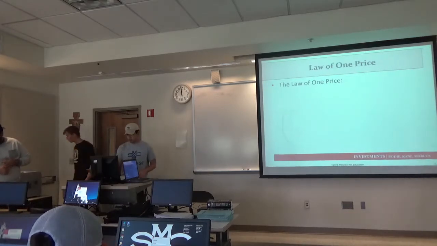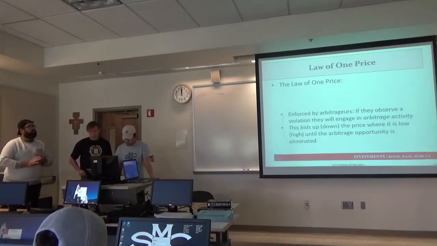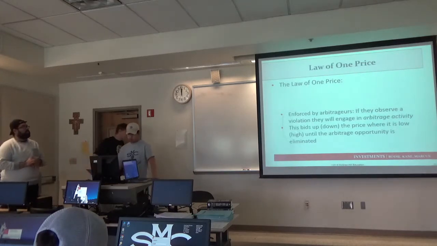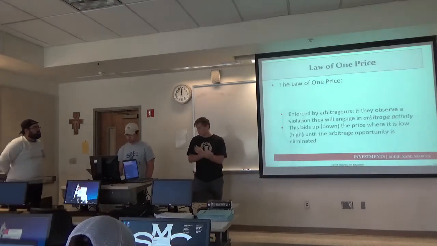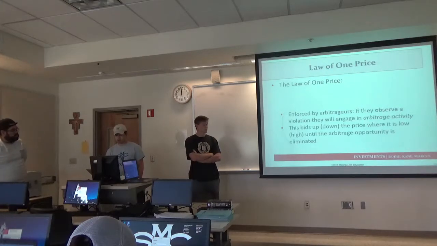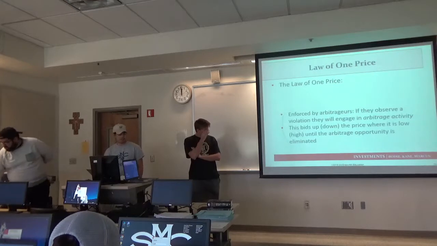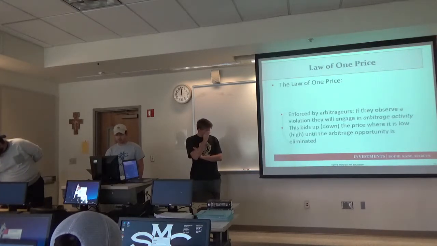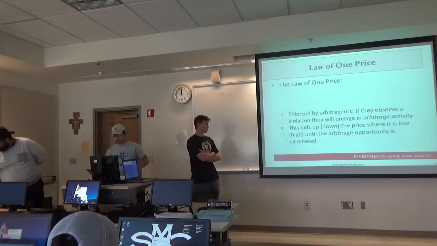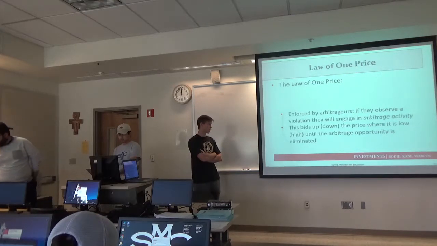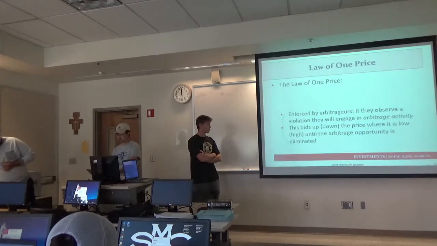Okay, so the law of one price. The law of one price states that if two assets are equivalent in all economically relevant respects, then they should have the same market price, which is enforced by arbitrageurs. If they observe a violation, then they will engage in arbitrage activity. They'll bid the price up or down where it is low or high until the arbitrage opportunity is eliminated. And arbitrage is essentially the difference in market and intrinsic values.